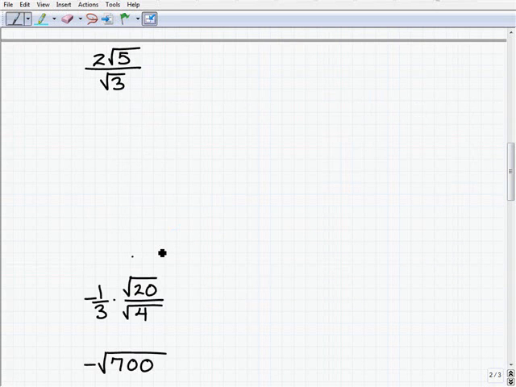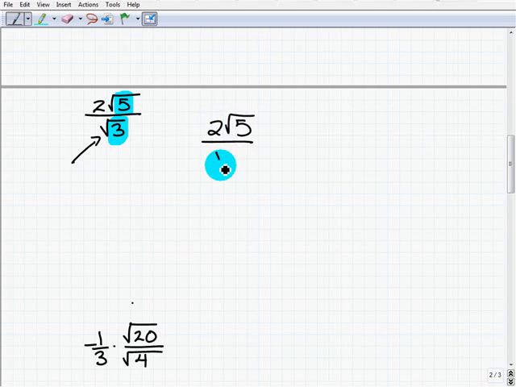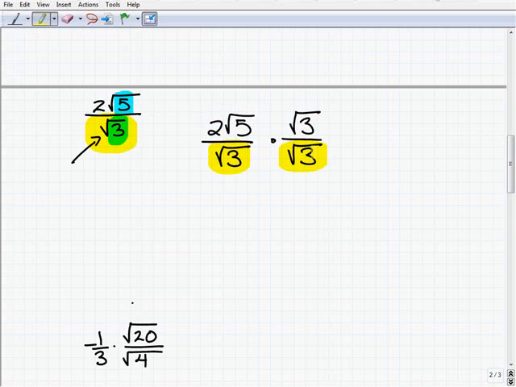So I look at 2 radical 5 over radical 3. Now the numbers underneath the radicals don't have any perfect squares in them. So all we have to do here is just rewrite this without a radical in the denominator. Remember, we're not allowed to have a radical in the denominator, so we have to rationalize. So we have 2 radical 5 over radical 3, and the way we rationalize is to multiply the numerator and denominator by whatever's in the denominator. So we have a radical 3 here, so I'm going to multiply it by a radical 3, but because I'm multiplying the denominator by radical 3, I also have to multiply the numerator by radical 3.